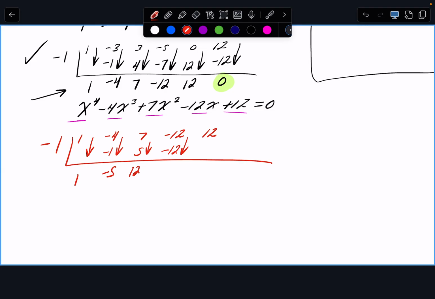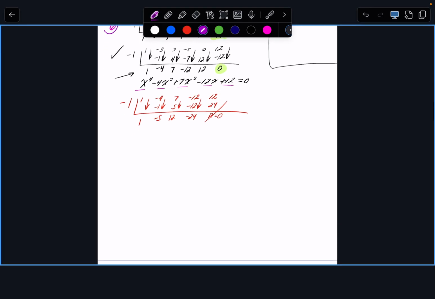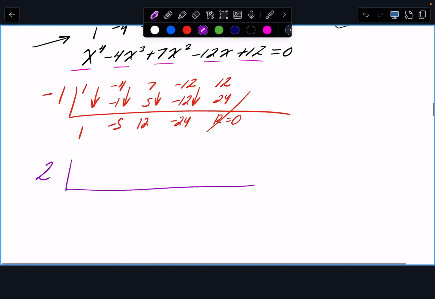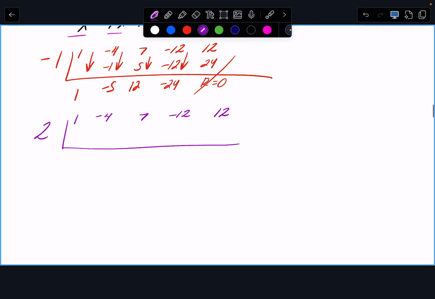I'm not getting that it works. Are you? Okay, well, it wasn't multiplicity of 2 then. I like that didn't happen because that happened a lot last time. Okay, so it's not negative 1. All right, let's move on. I'm going to try 2 next, just for fun. Make sure you're using the new coefficients still. 1, negative 4, 7, negative 12, and 12. Check back in with me once you've tested 2.